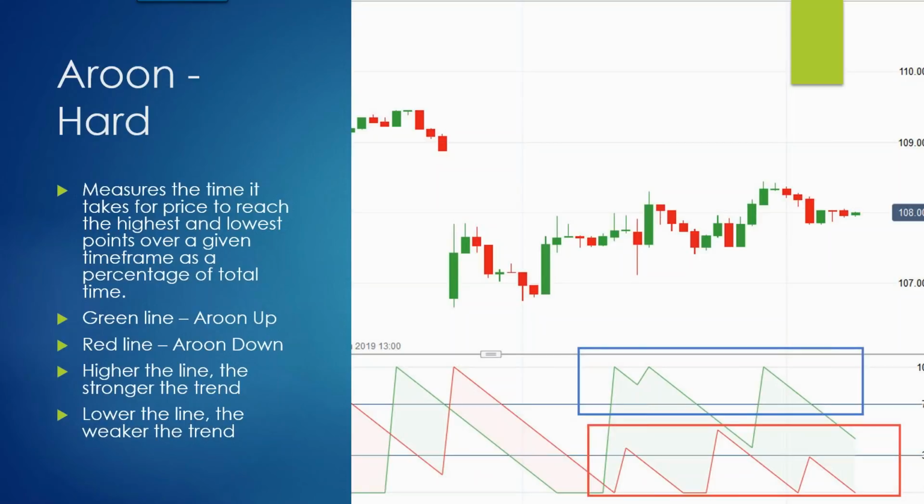So the Aroon indicator measures the time it takes for price to reach the highest and lowest points over a given time frame as a percentage of total time. The green line is considered the Aroon up. The red line is considered the Aroon down. The higher the line, the stronger the trend. The lower the line, the weaker the trend.